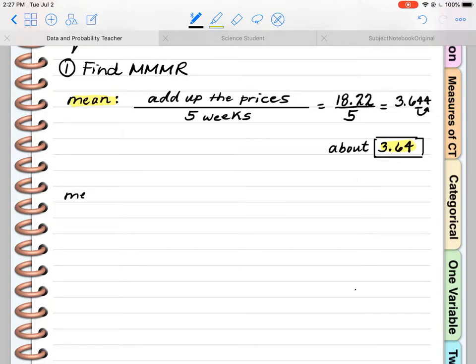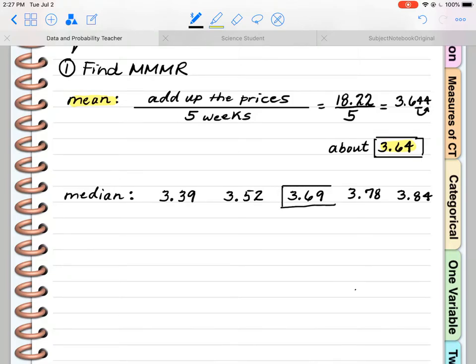To get median, remember, median is the middle score in an ordered list. So I need to put my prices in order. And I do want to go back to the graph in just a second. I want to show you something. And I'm completely not paying attention. The next price is $3.69. Then $3.78. And $3.84. So the middle score is $3.69.